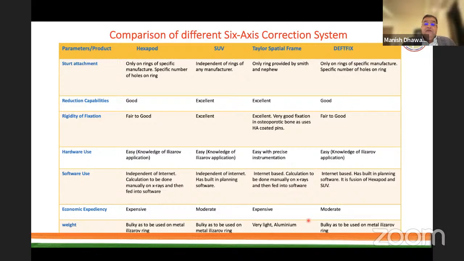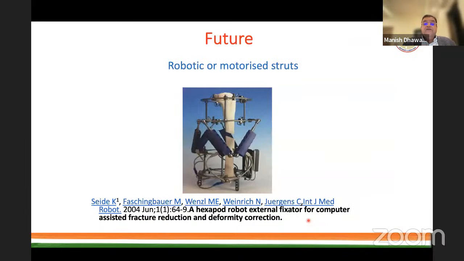When the aircraft are gone for junk, they extract the aluminium and make the rings. So what is the future now? In the future, the hexapod people of Germany have devised the motorized device.